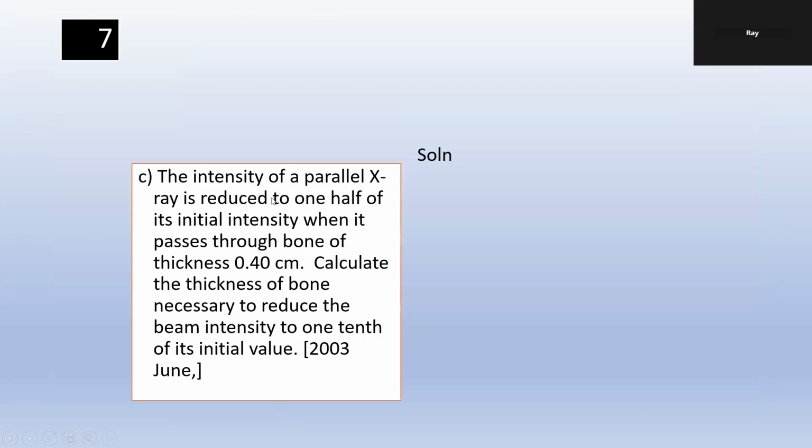The intensity of X-ray is reduced to 1/2 of its initial intensity when it passes through a bone of thickness 0.4 cm. Calculate the thickness of the bone necessary to reduce the beam intensity to 1/10 of the initial value. Can try. Try. This is more complicated than a direct one.